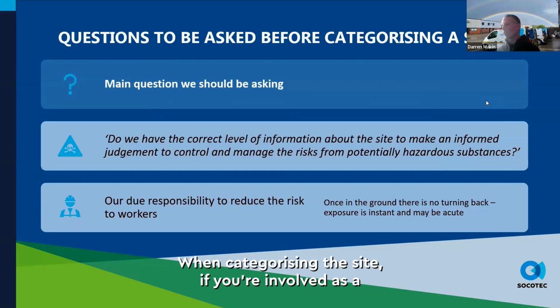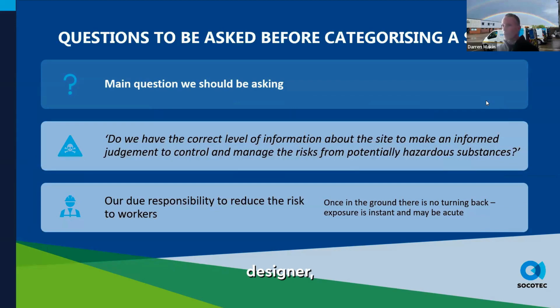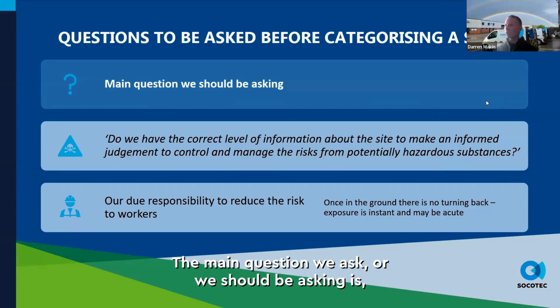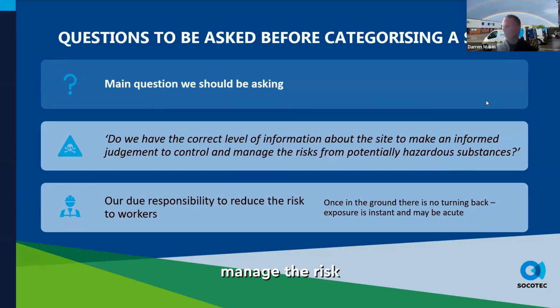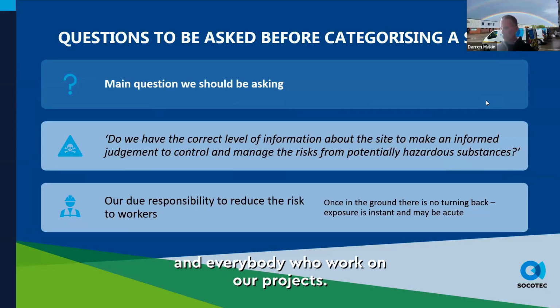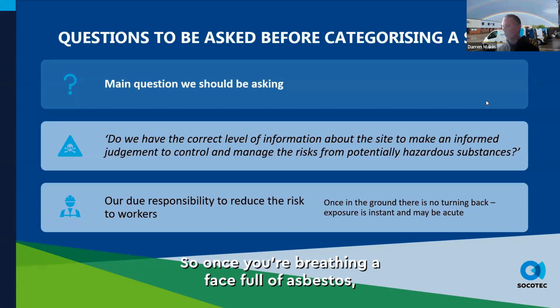When categorizing a site, if you're involved as a designer at the designer stage, and us ourselves, if we're scoping our own works, the main question we ask, or we should be asking, is: do we have the correct level of information about the site to make an informed judgment to control and manage the risks from the potential hazardous substances in the ground? We have that duty of care to reduce risk to our workers and everybody who works on our projects. And the point is, once in the ground, there's no turning back. Exposure is instant and sometimes maybe acute. So, once you breathe in a face full of asbestos, that's in your lungs.